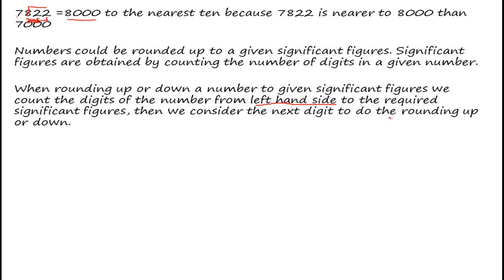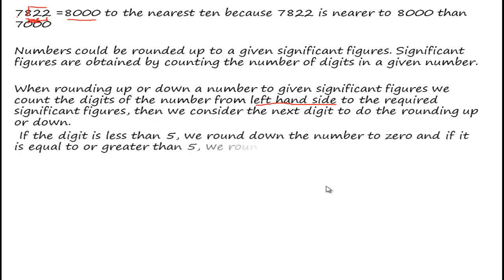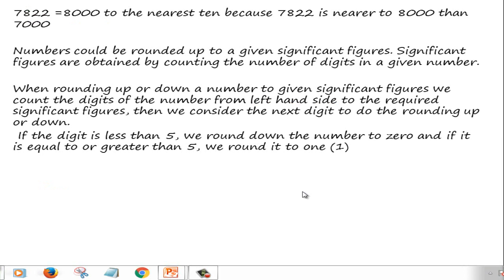Then we consider the next digit to do the rounding up or down, and this means if the digit is less than 5, we round it down to 0. Are you getting it? But if the number is equal to or greater than 5, we round it up by 1. This is what we have been doing in approximation also, but they're a little different in rounding to significant figures. That is what you are going to see in this example. Now, example.